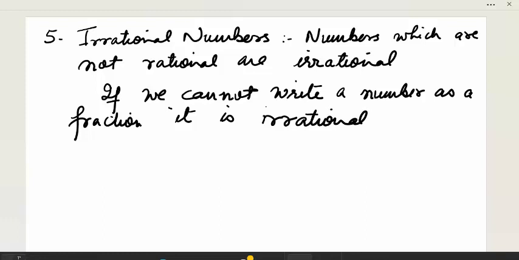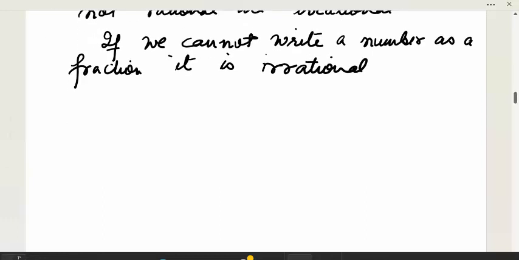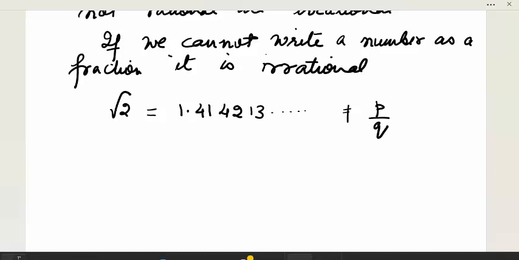Now, let's take some examples. Take root of 2. Root of 2, you know, is 1.41421, 3, it goes on. After 3 or after any digit, we are not getting a 0. It means it is not ending. It is going on. There is no set pattern of the digits. And if we try to write it as a fraction p by q, we cannot write it. So it is an irrational number.